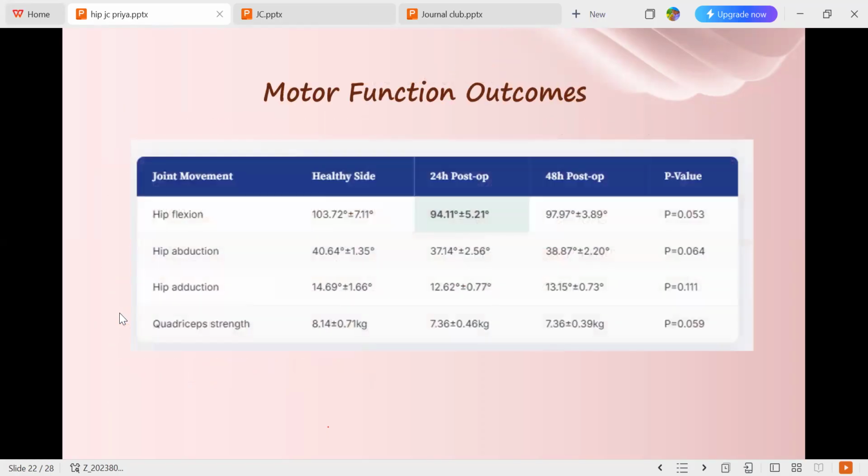So this is the motor function outcome. They have done the motor function test on the healthy side, and they are comparing with the affected side at 24 hours and 48 hours post-operatively, and they didn't find much difference in the voluntary angle of movement.